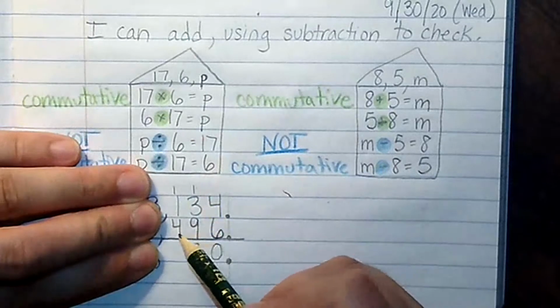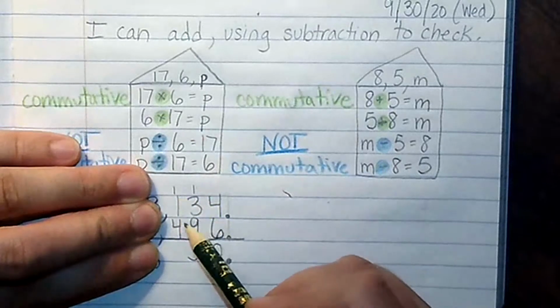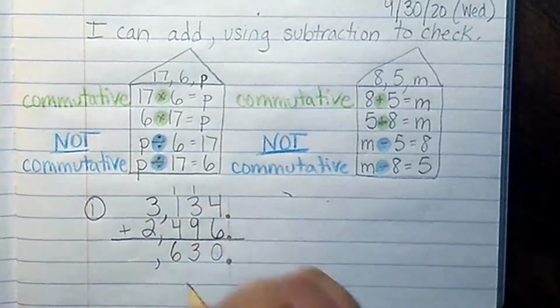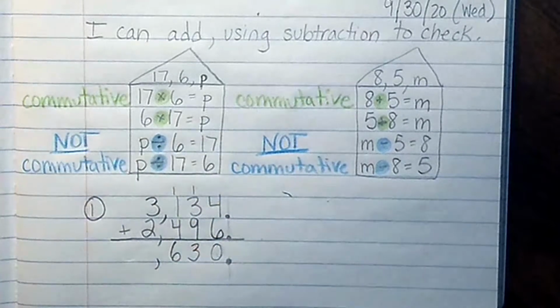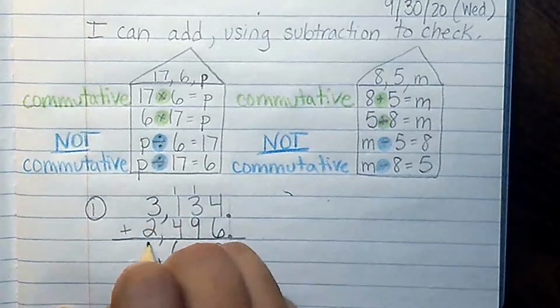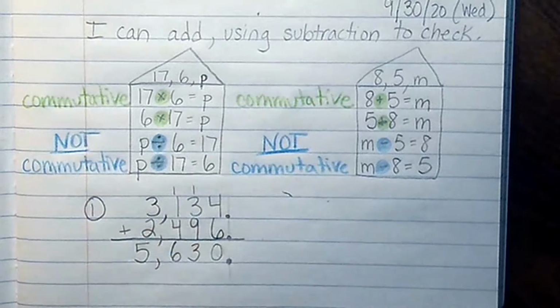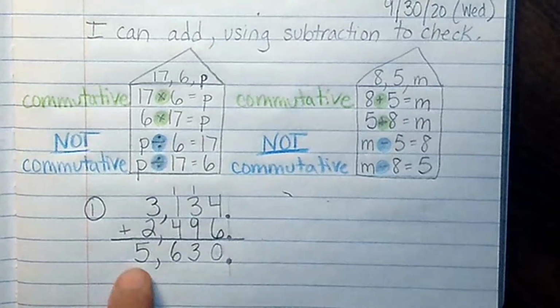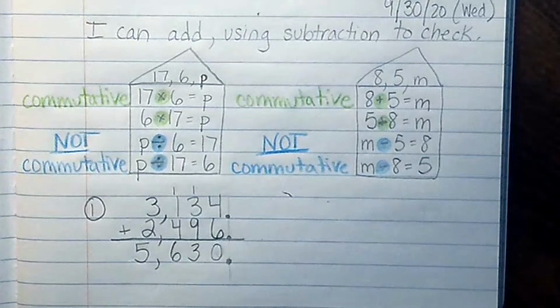So now we're here. What is 4 plus 1 plus 1? 4, 5, 6. 6. Am I allowed to put a 6 down here? Yes, because it's only one digit. And then what's 3 plus 2? If you said 5, you're exactly right. So read this number out loud. If you said 5,630, you're exactly right.